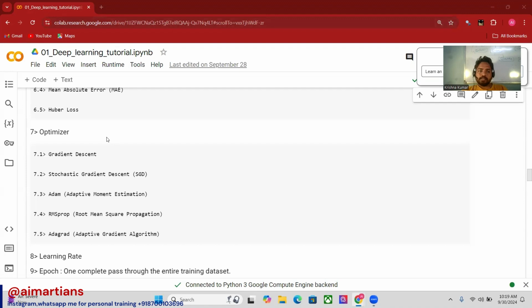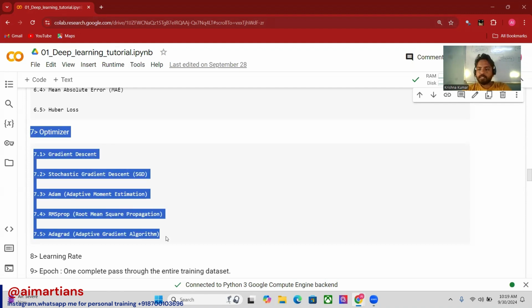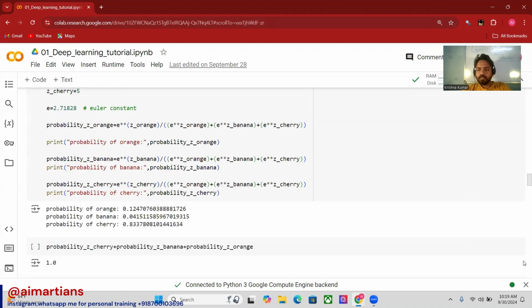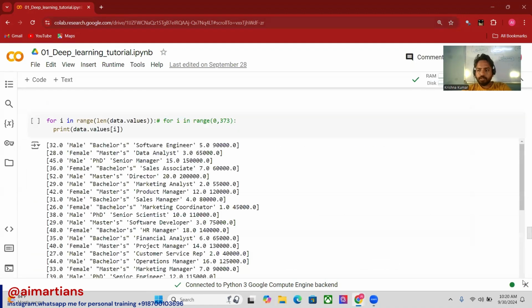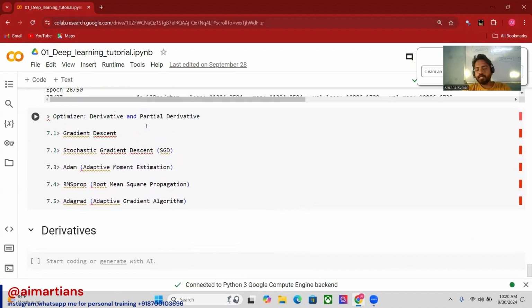So guys, this is the concept which we have to start now. This is optimizer, our seventh concept. I'm simply going to copy this and paste it in a new cell at the very end. Yeah, it's already mentioned there. So optimizers. I'm talking in this section about derivative and partial derivative.